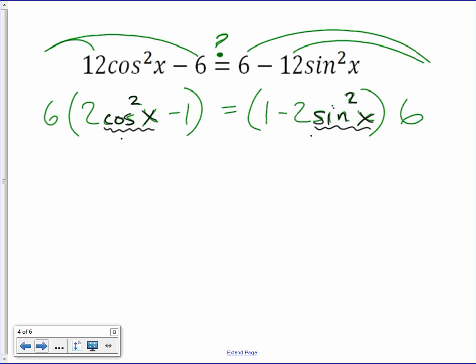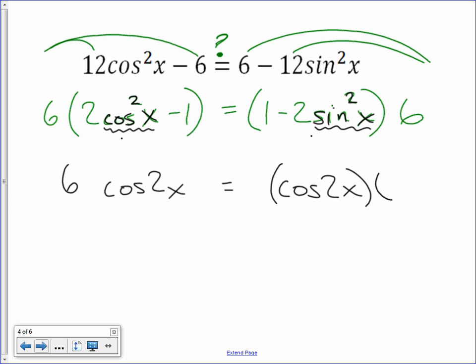If they were identical, they'd look exactly the same, right? So we should use the word equivalent. They look different, but they are equal to the same expression. Both of these are equal to the cosine of 2x. And these two statements are equivalent.